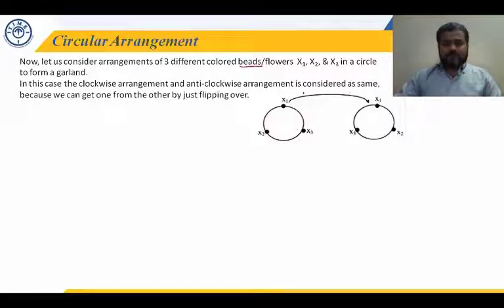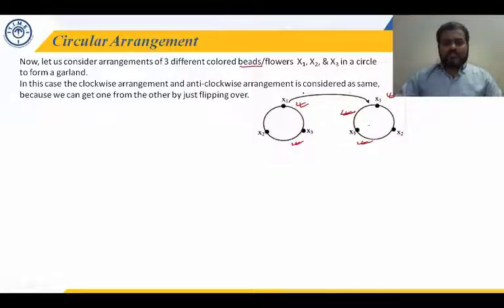In this case, these two arrangements are also the same because you can pick this garland by putting your hand beneath the garland and just pick it up and flip it over. Just pick the garland and flip it over. When you flip it over, you will get this arrangement. So we will say that this second arrangement can be obtained from the first arrangement just by flipping it over, and therefore we will consider both the arrangements as same.